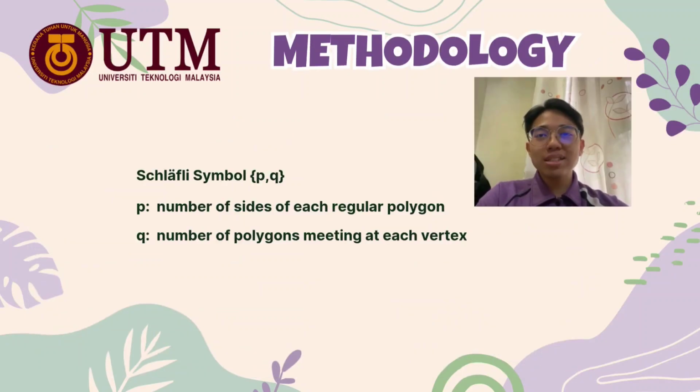In this part of the presentation, I will discuss the methodology for validating tessellation in hyperbolic space. To classify and construct regular tessellations in any geometry, a notation known as the Schläfli symbol, denoted as {P,Q}, is used, where P represents the number of sides of each regular polygon and Q represents the number of polygons meeting at each vertex.